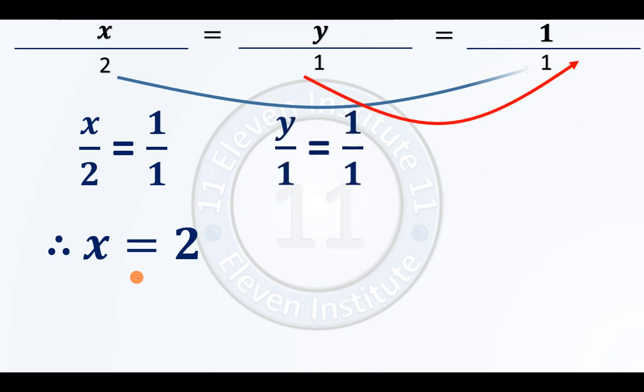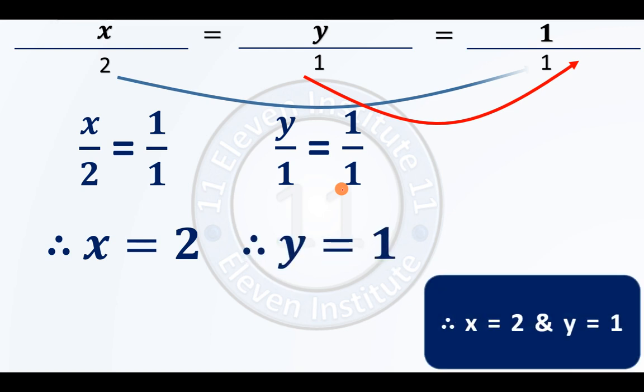Right? Y upon 1 is equal to 1 upon 1. And this 1 goes over the other side. So 1 into 1 upon 1 is again 1. So this is our solution. X is equal to 2 and y is equal to 1.